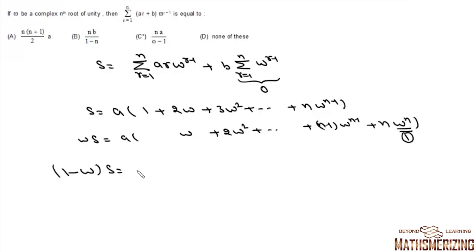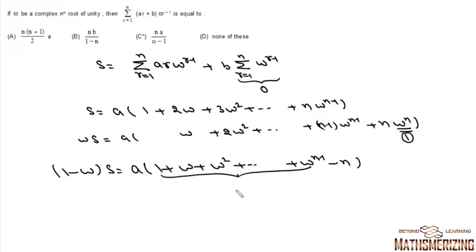So this is 1, and if we subtract the second series from the first, we can write 1 minus omega into s, and here will be a, and then it will be 1 plus omega square up to omega to the power n minus 1, and then minus n. Now the sum of n consecutive powers of omega will be simply 0. So we can write this sum as minus na upon 1 minus omega, or na upon omega minus 1, which is your option C.